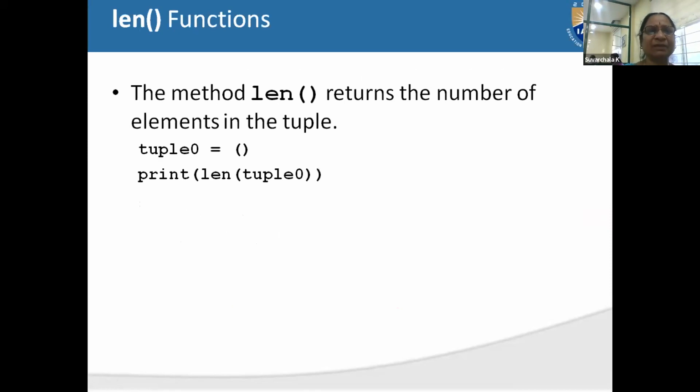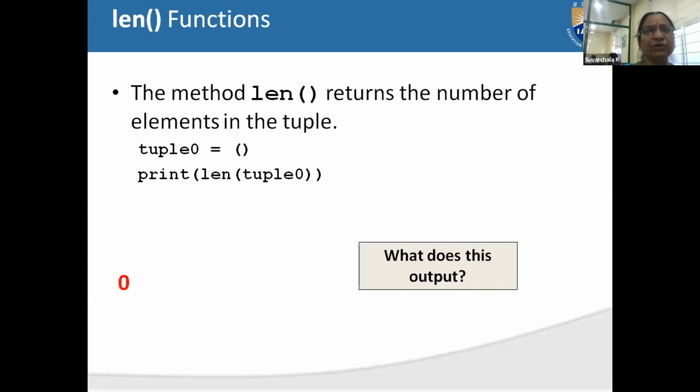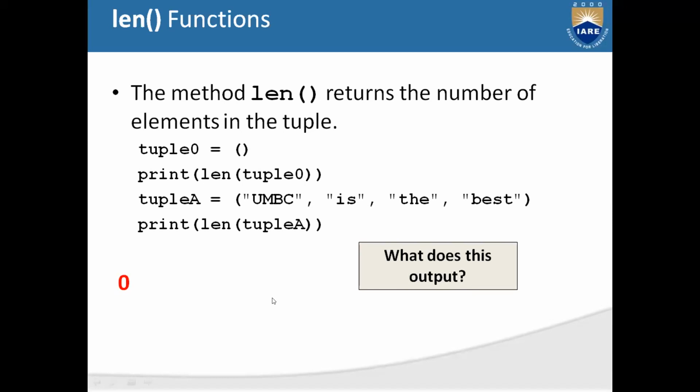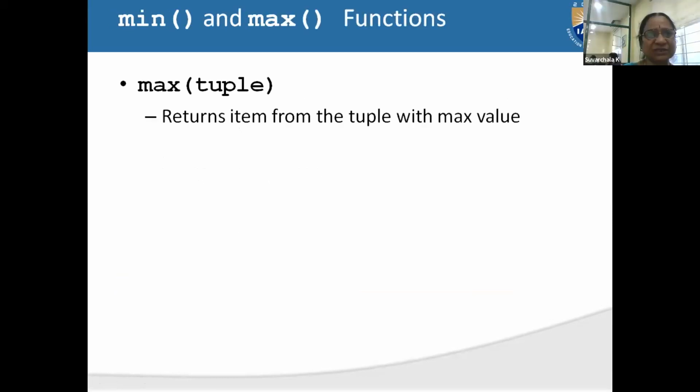And the length function I told you just now. So the length of an empty tuple is 0, because here you have an empty tuple. For example, what is the length of this tuple? What is the length of tuple A? 4, ma'am. 4. Fine.